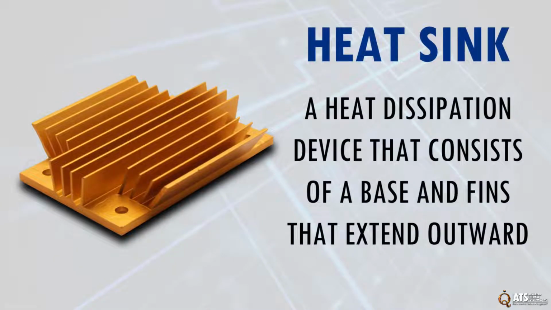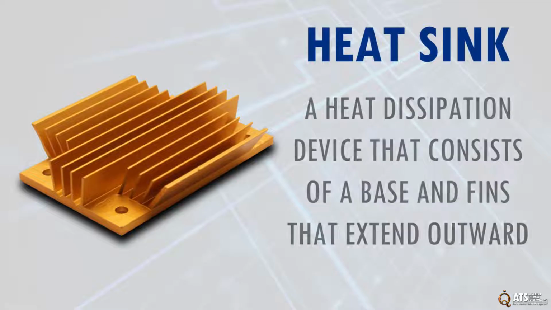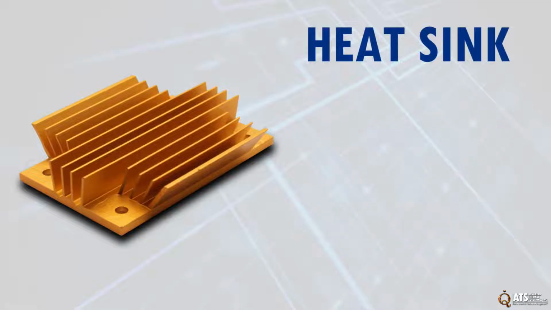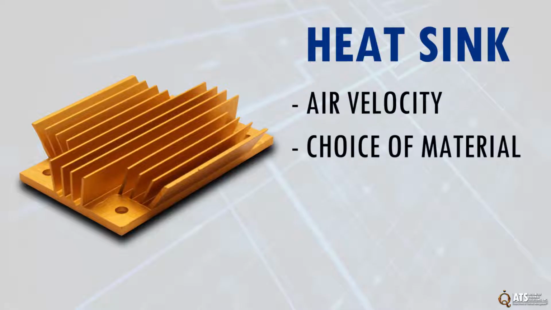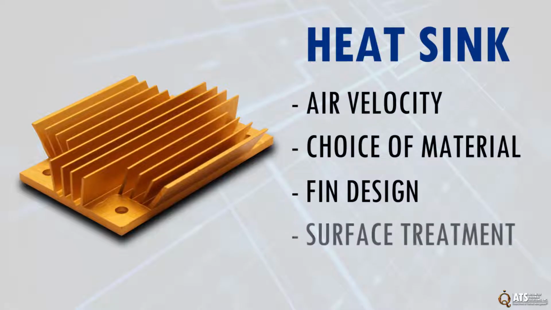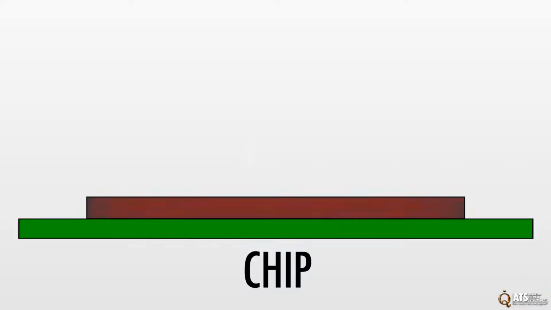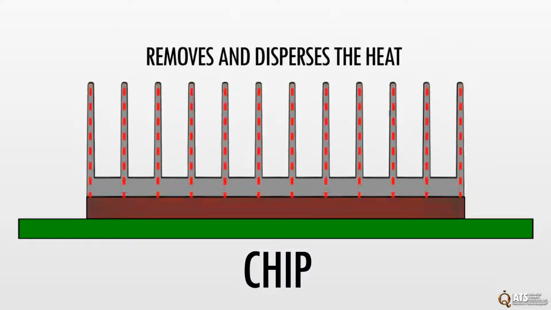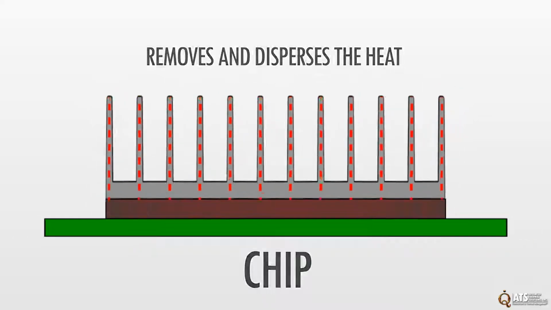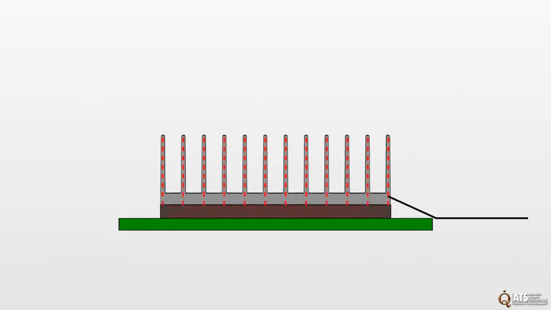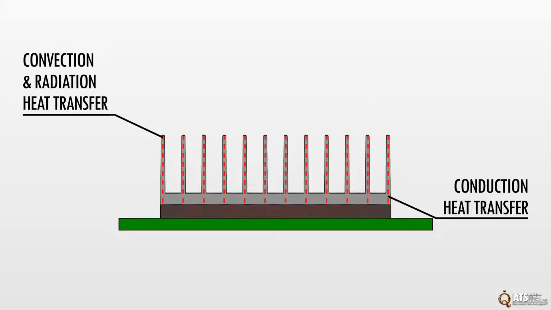A heatsink is a heat dissipation device that consists of a base and fins that extend outward. The performance of a heatsink is affected by factors such as air velocity, choice of material, fin design, and surface treatment. When a chip heats up from use, a heatsink removes and disperses the heat to keep the chip at a proper operational temperature. The mechanism of transport is by conduction, convection, and radiation.